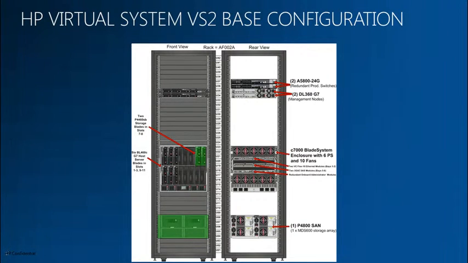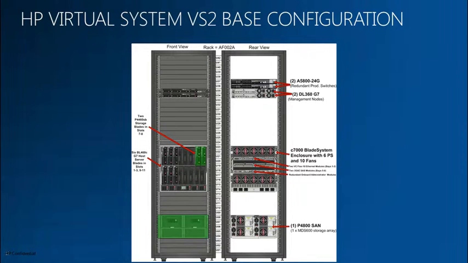Thank you. All right. Earlier, we were talking about the virtual systems. These are diagrams from Factory Express. So this is the creature in detail. You can see the front view of the VS2 base. The two DL360s on top are the System Center 2012 hosts. They are running in a high availability cluster.